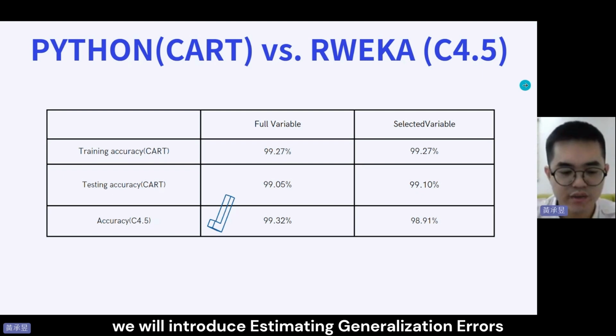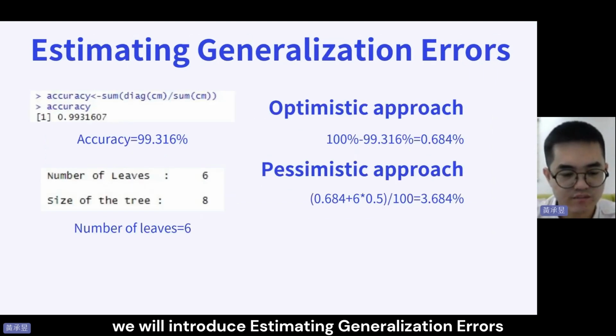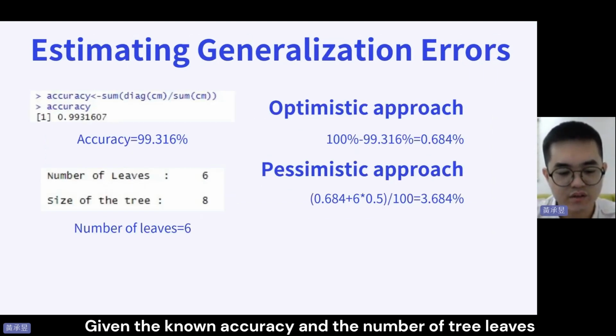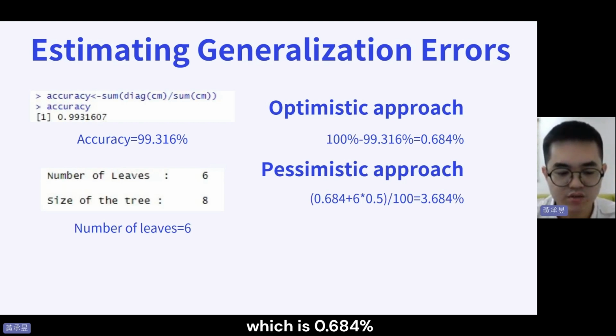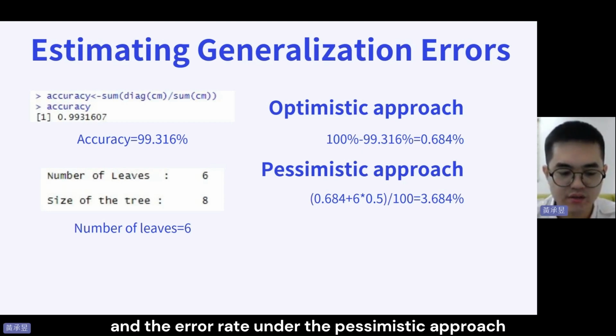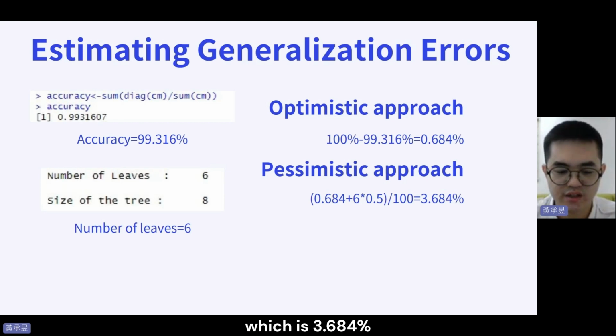We'll introduce estimating generalization errors. Given the training accuracy and the number of tree leaves, we can calculate the error rate under the optimistic approach, which is 0.684%, and the error rate under the pessimistic approach, which is 3.684%.